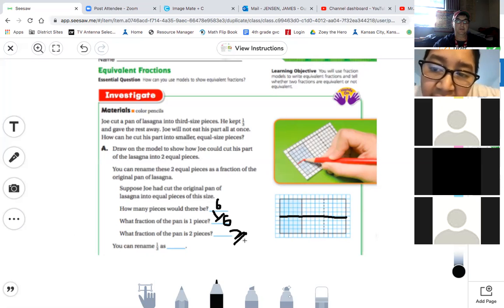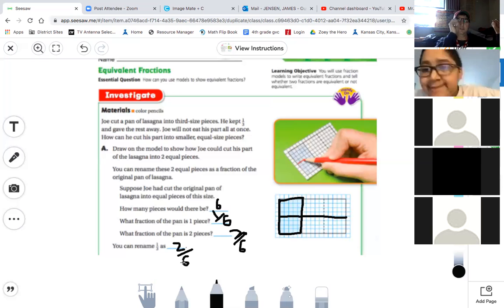Mm-hmm. So here we can see that you can rename 1/3. So we had 1/3 here, right? This is still 1/3, like that. But we can also call it 2/6. So 1/3 is equivalent to 2/6. We can see it in there, right? So let's look at this next one here.